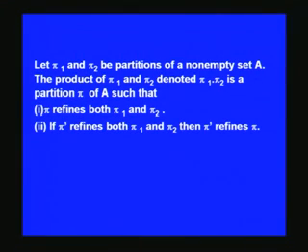Next, we shall see what is meant by the product of two partitions. Let pi 1 and pi 2 be partitions of a non-empty set A. The product of pi 1 and pi 2, denoted by pi 1 dot pi 2, is a partition pi of A such that pi refines both pi 1 and pi 2. If pi dash refines both pi 1 and pi 2, then pi dash refines pi. So, let us see what is meant by the product of a partition.